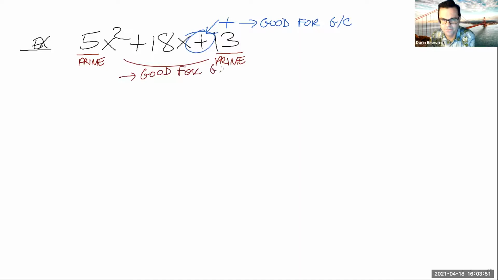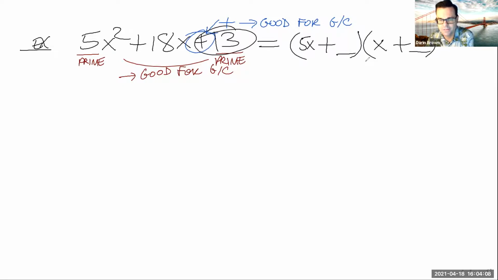So we've got a number of things going for us here. In fact, we can automatically write down that it's going to be plus, plus, and 5 only factors as 5 times 1. So we've got 5x and x there. The only thing left is to figure this out. And since 13 is prime, it's either going to be 13 and 1 or 1 and 13. So there's only 2 possibilities.